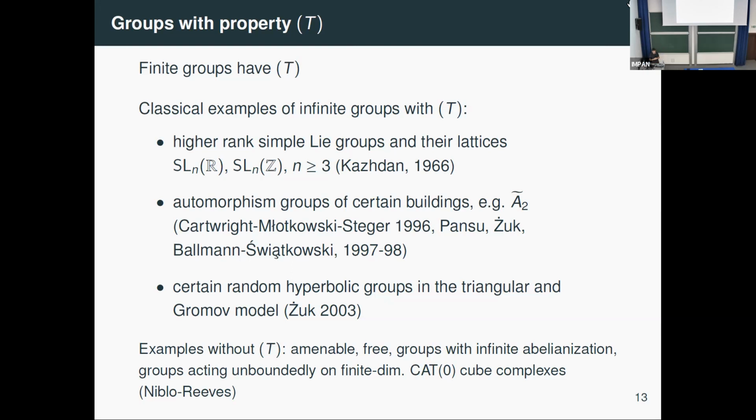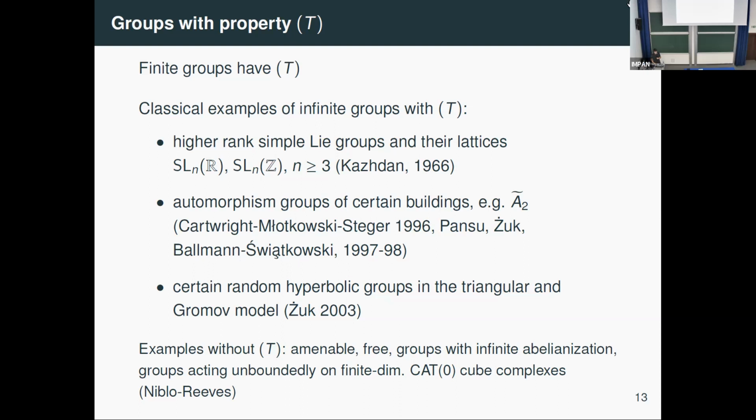Then in the middle of the 90s, there was a second wave of examples, and these are automorphism groups of certain buildings, so-called thick buildings. Buildings are simplicial complexes which have a lot of high-dimensional branching. For instance, these A2 tilde buildings, you can visualize them as planes triangulated, and at every edge you have another triangle and another plane sticking out, and you continue this to infinity. There was another method, the so-called spectral geometric method, that was used to prove that the automorphism groups of these simplicial complexes have property T.